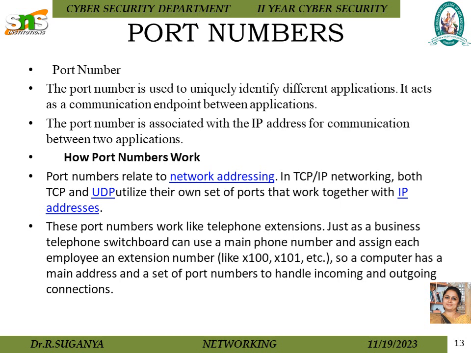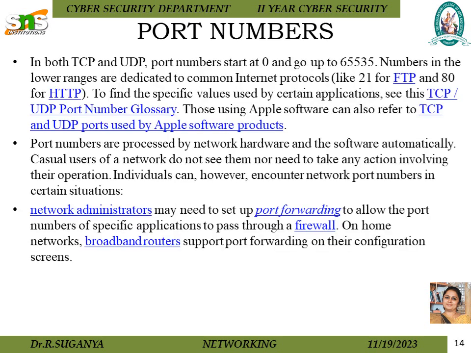In TCP/IP networking, both TCP and UDP utilize their own set of ports that work together with IP addresses. These port numbers work like telephone extensions, just as a business telephone switchboard can use a main phone number and assign each employee an extension number. So a computer has a main address and a set of port numbers to handle incoming and outgoing connections. Port numbers range from 0 to 65,535.